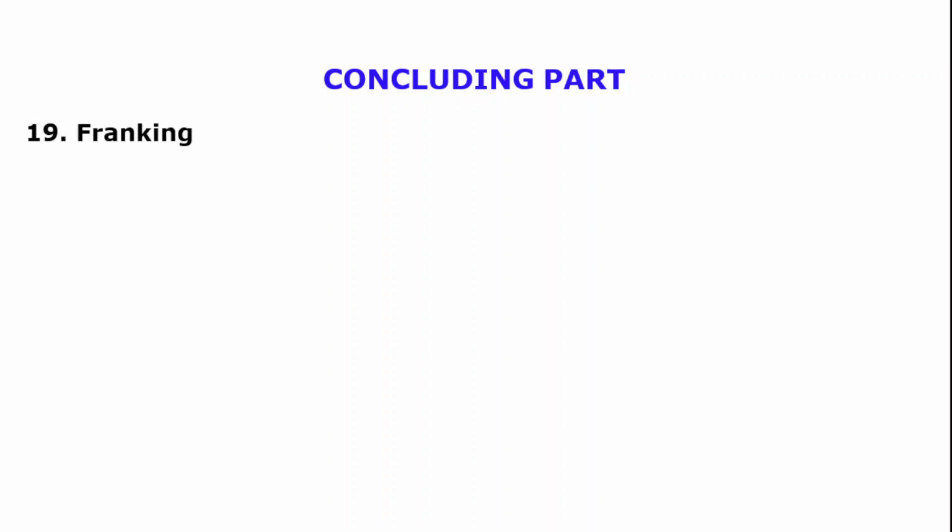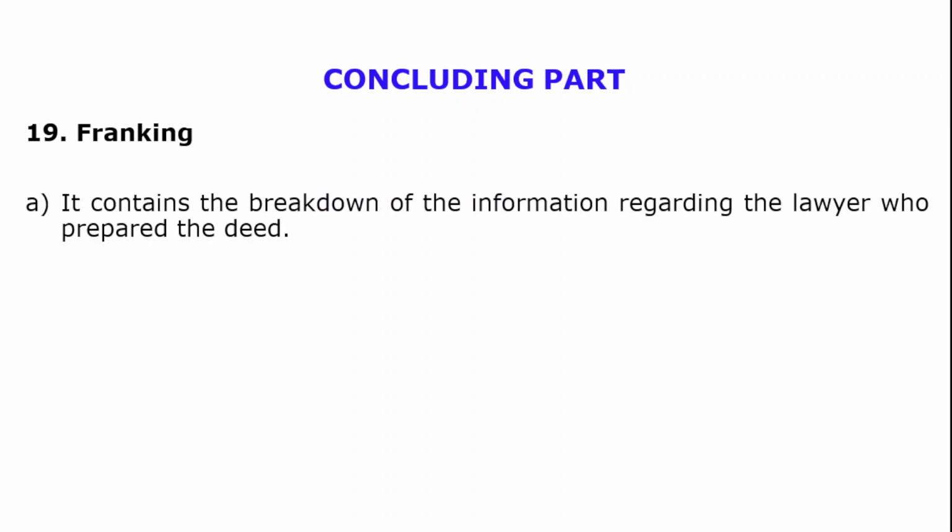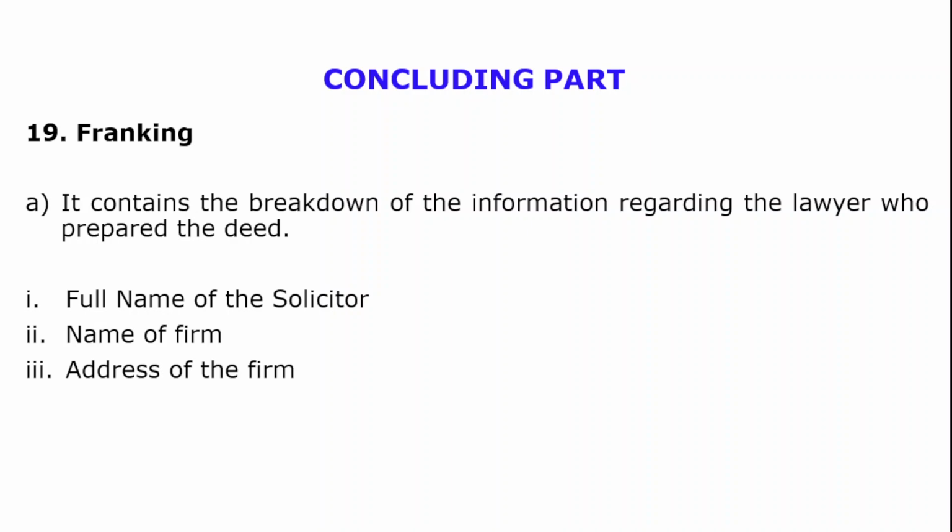And this one, there's really nothing to explain here. Why? Because it simply contains the breakdown of the information of the lawyer who prepared the deed of assignment. And that includes the full name of the solicitor, the name of the firm, the address, the email address, and signature. Which is just to say, under the Legal Practitioners Act, a legal practitioner can be employed to draft a deed of assignment. So the lawyer is supposed to include his details, that I was the one that prepared this document.